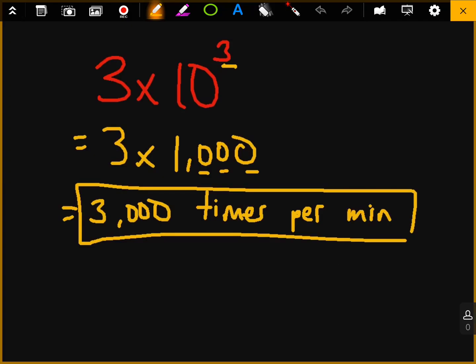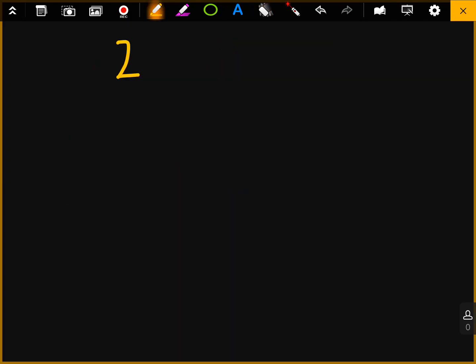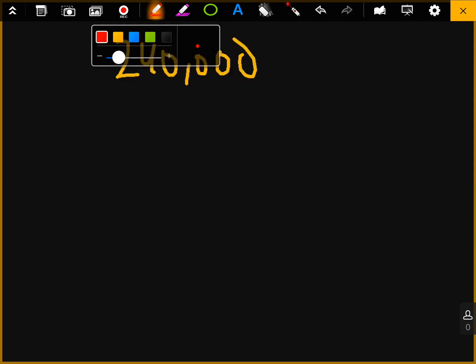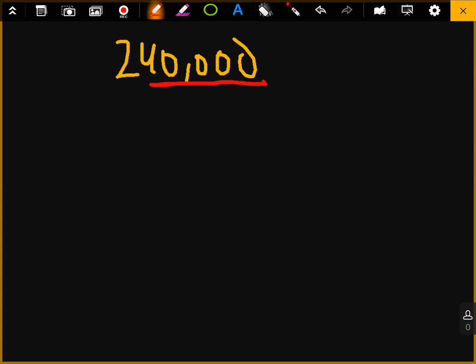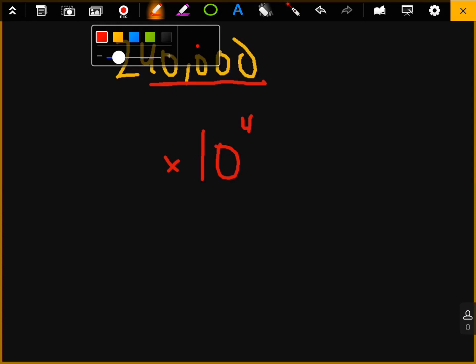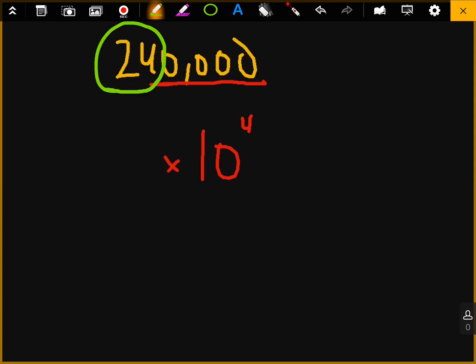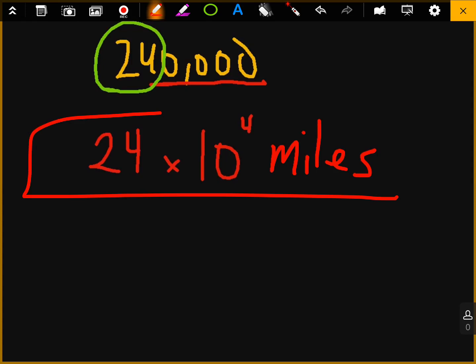So it said the moon is 240,000 miles from Earth. Well, if you look at step 2 of our steps, it says count the zeros to find the exponent. So how many zeros are here? 4. So we know it's going to be 10 to the 4th power, because that's going to give us those 4 zeros. Now, what's the whole number that's going to be multiplied by 10? Well, it's everything that's not a 0. So 2 and 4, which is 24. 24 times 10 to the 4th power. So if the moon's distance was written in an equation using exponents, that's what it would be.